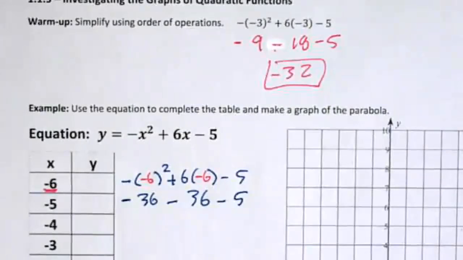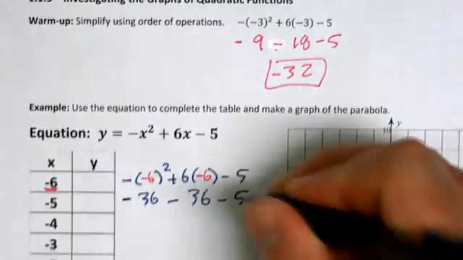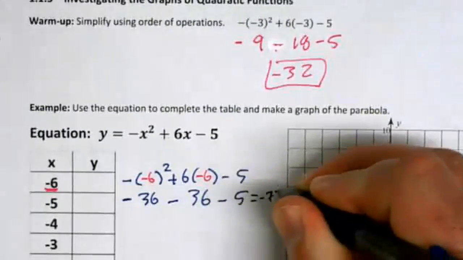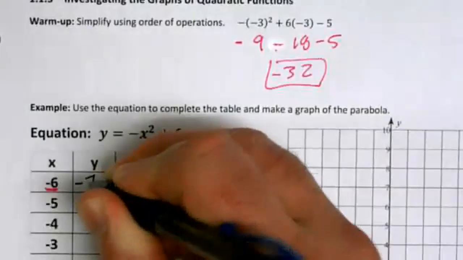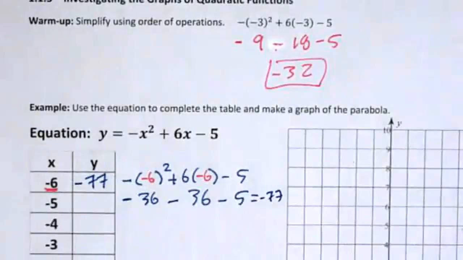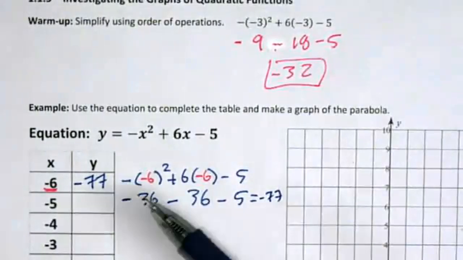And that's a whole lot of negatives again. -36 minus 36 is -72. -5 is -77. Thank you for the mental math. And that gets us our answer for that one. Woohoo! One done. The first part would be a +36. Great question. Thank you for the question.